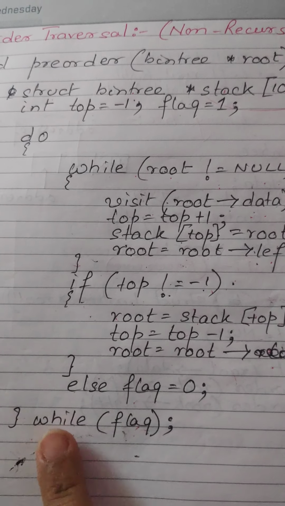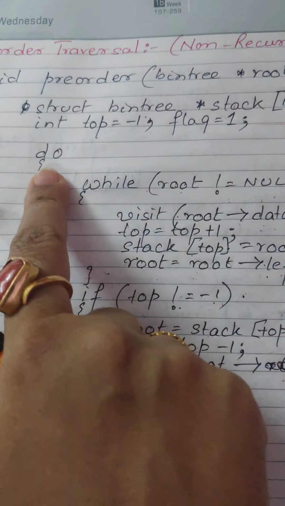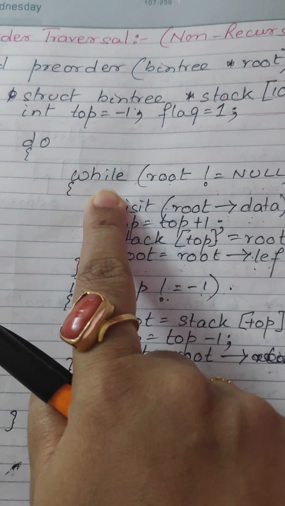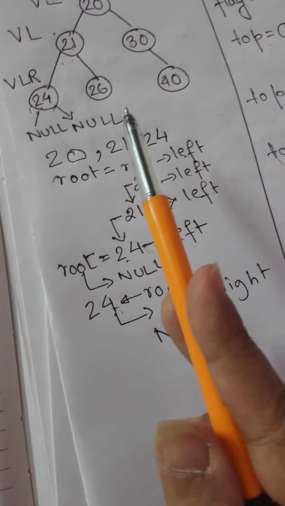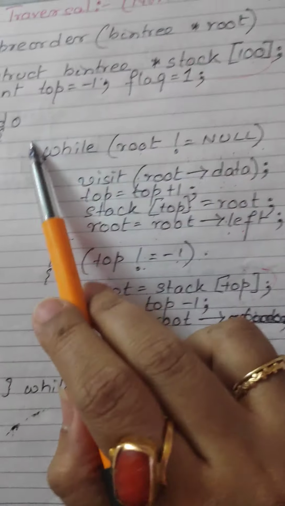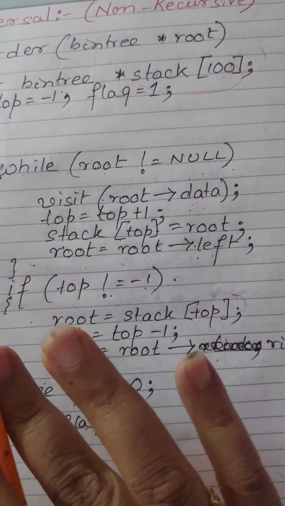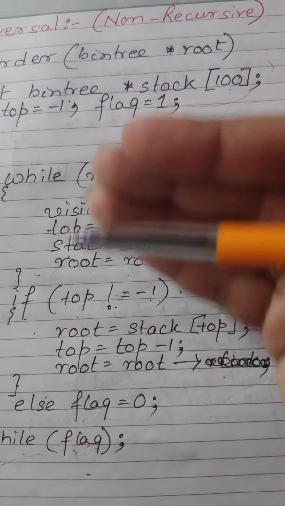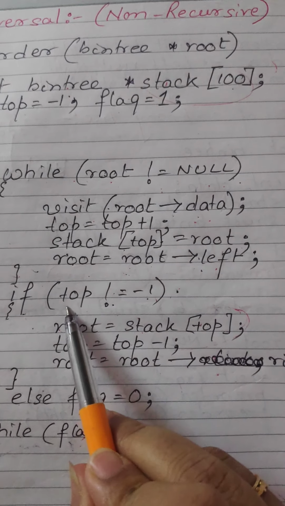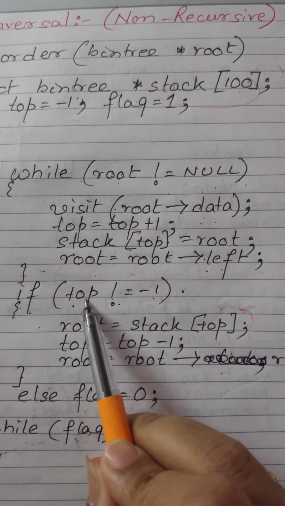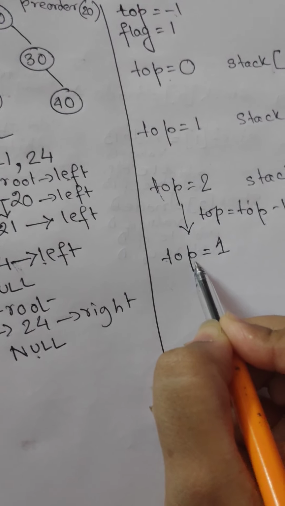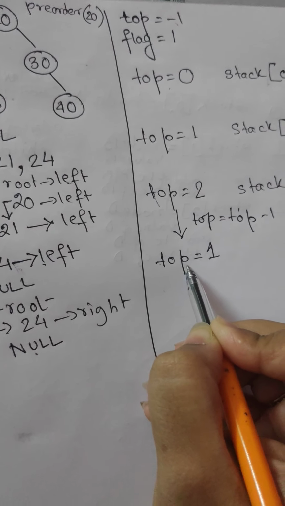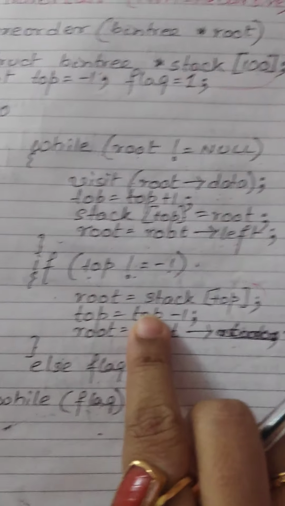So flag 1, so while 1 it is true, so you go back and you enter while root not equals to null. But currently our root is null because we are on the right hand side of 24. So root not equals to null becomes false. You come out of the while condition and you come to the if. If top not equals to minus 1. What is our current value of top? 1. So top not equals to minus 1 is true. So you enter the if condition.